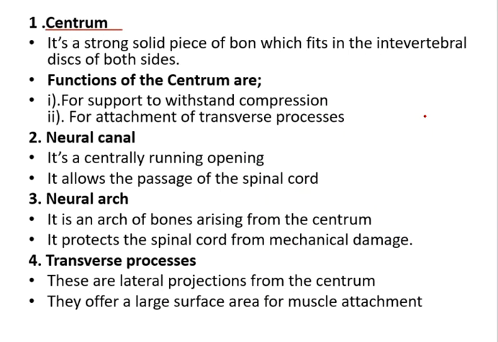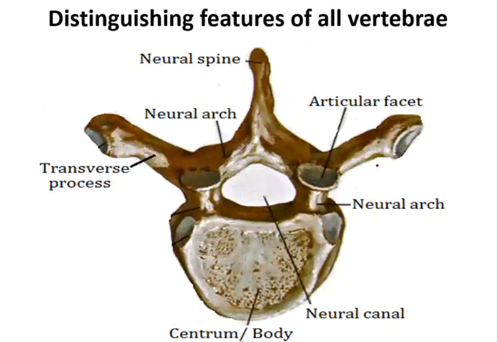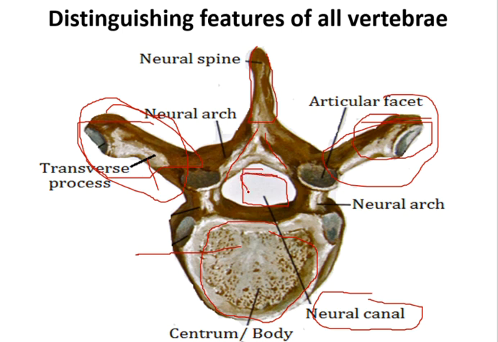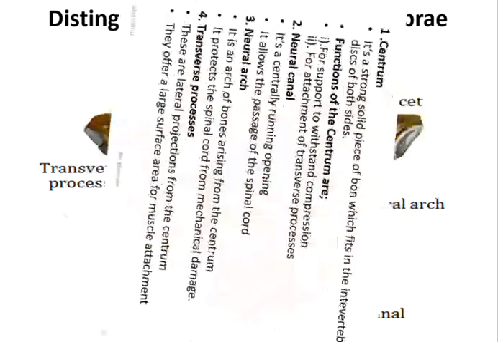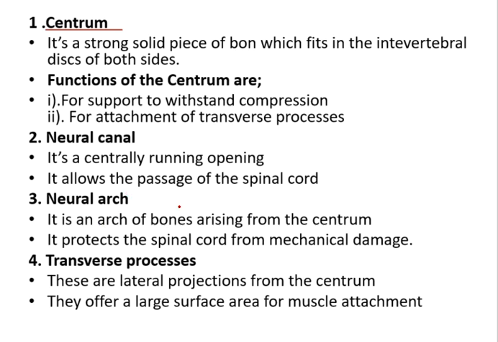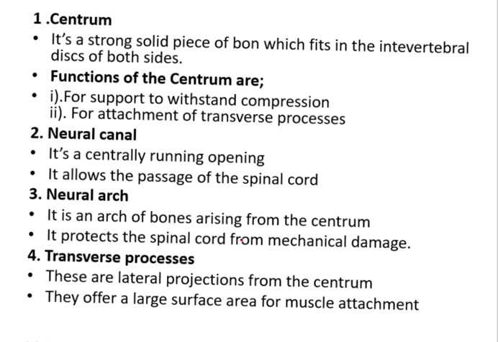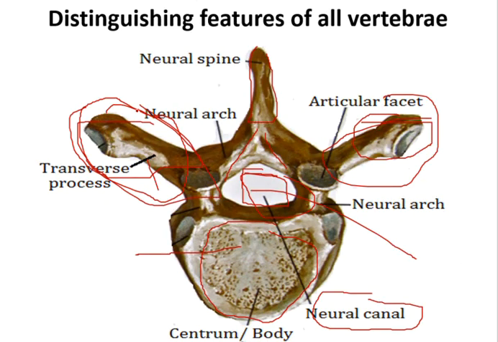Then neural canal, it is a centrally running opening and allows passage of spinal cord. Let's have a look. This is our neural canal here, found at the center for passage of spinal cord. Then we have neural arc, and it is just an arc of bones arising from the centrum and protects the spinal cord from mechanical damage. Then the transverse process, there are lateral projections, and when you say lateral projections, we mean sideways. There are side projections from the centrum, as you can see, from the sides.